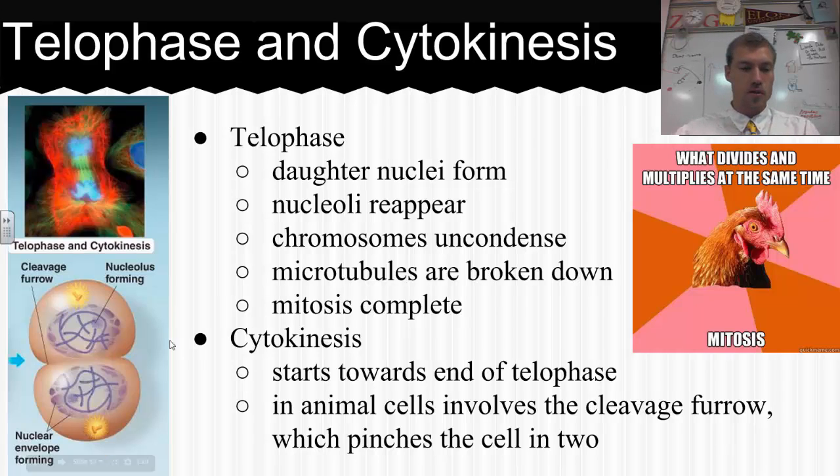In cytokinesis, we get a pinching that occurs, which we call the cleavage furrow, that begins to bring the cell into two and splits the cytoplasm apart. All of the organelles have moved to opposite ends of the cell at this time as well, so each cell will have all the things it needs to perform its functions.